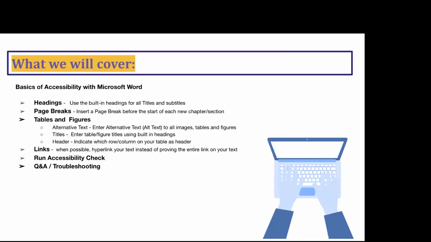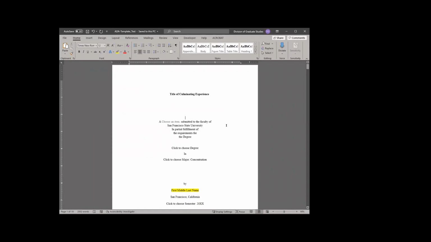We will be going over headings, page breaks, tables and figures, links, and finally, running the accessibility checker. Preliminary pages are already formatted to be accessible. When I say preliminary pages, I mean the title page, the copyright page, the abstract page, table of content, all those pages are referred to as the preliminary pages.